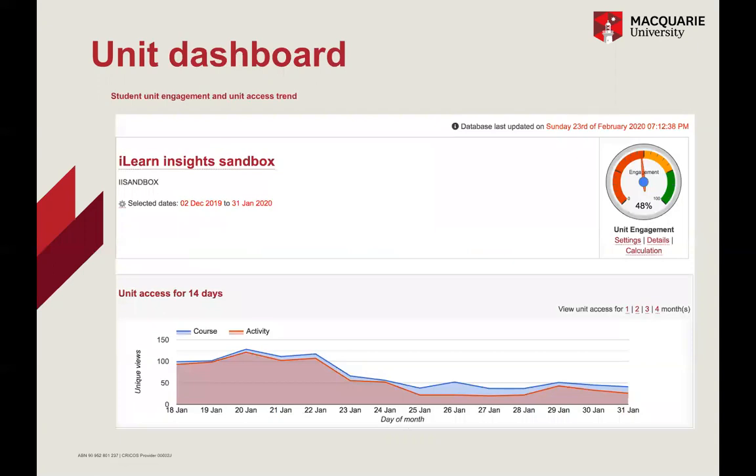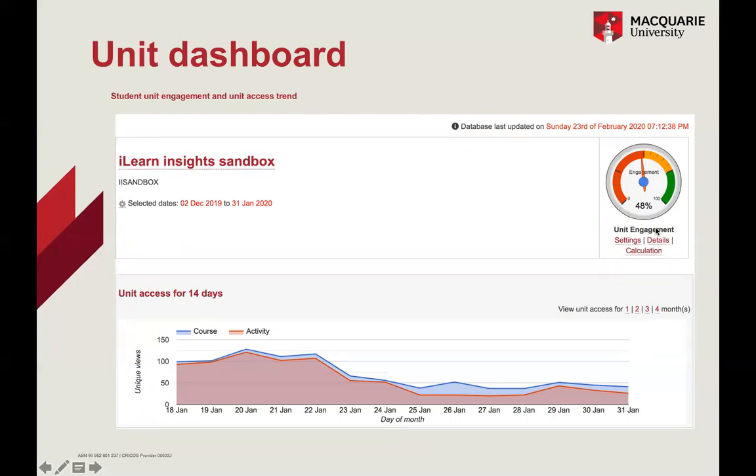Now, once you are inside your unit dashboard, this is what you will see. First of all, you will see when the database was last updated. This one is live now, so it should be the same time you log in. So it's the real-time data it is using. Then you can see the unit name that you are looking at the report for. Remember, any link in iLearn Insights will take you to that link in iLearn. So if you click on this, it will take you to your unit in iLearn.